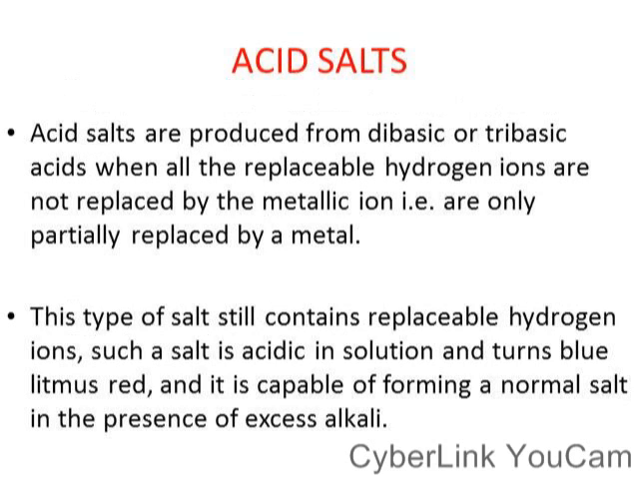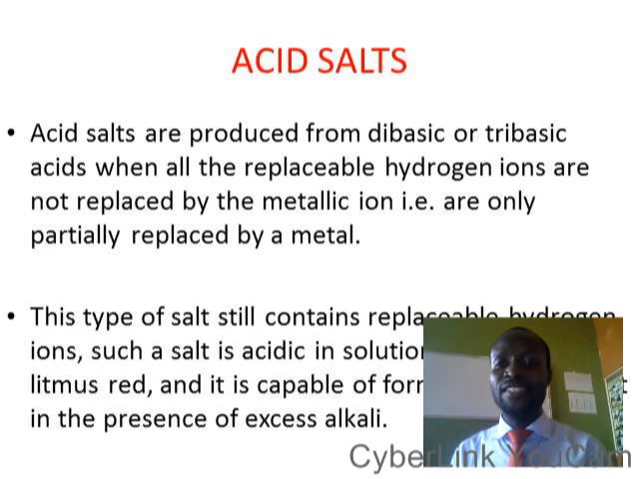We have acid salt. Acid salts are produced from dibasic or tribasic acids when all the replaceable hydrogen ions are not replaced by the metallic ion. That is, they are partially replaced by metals. That is when you have what we call acid salt.